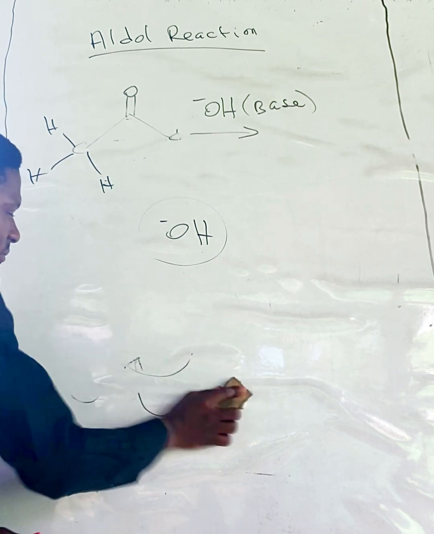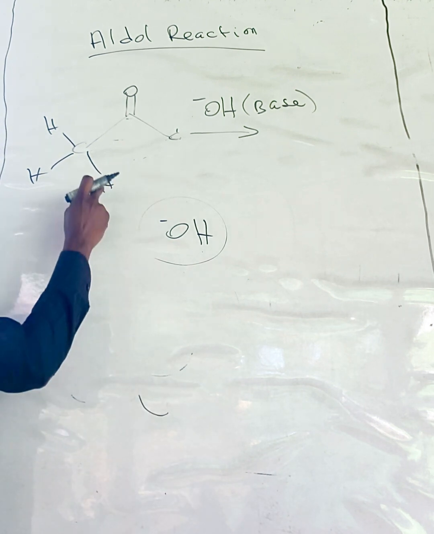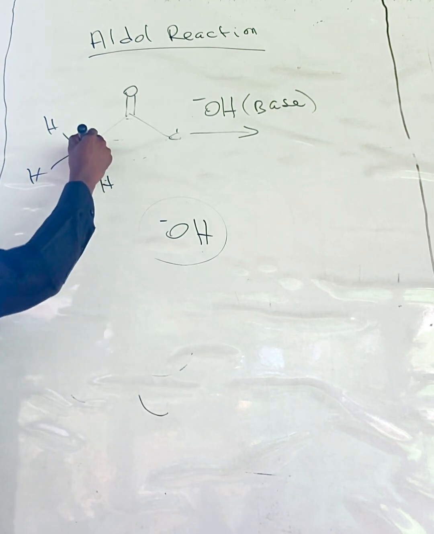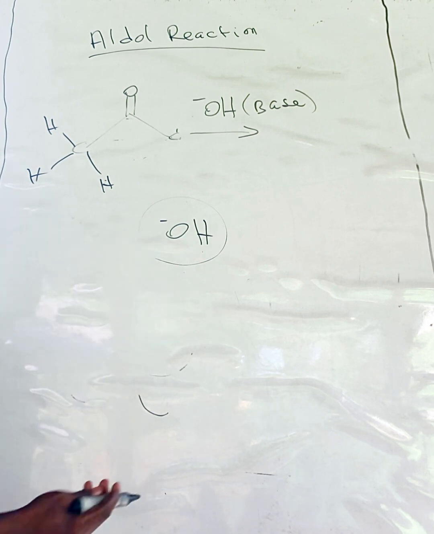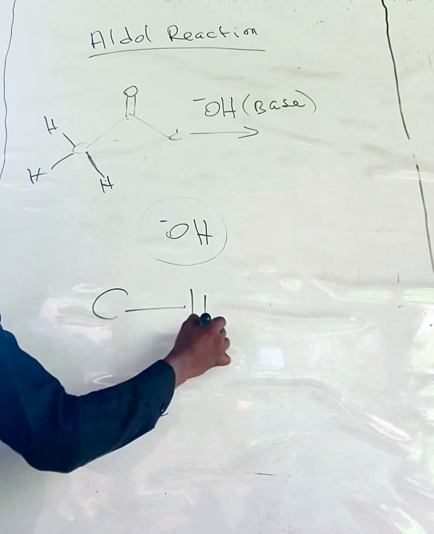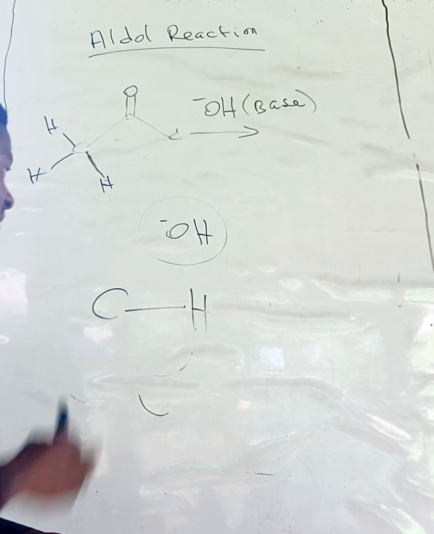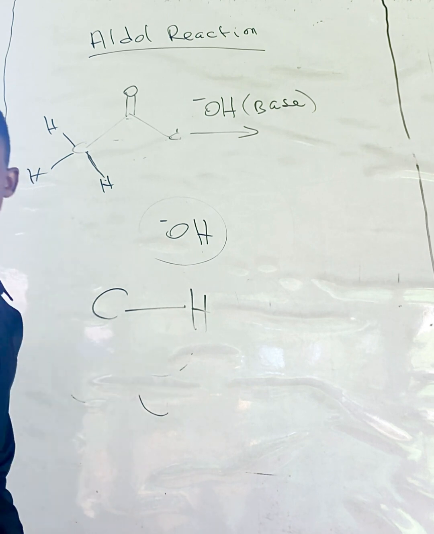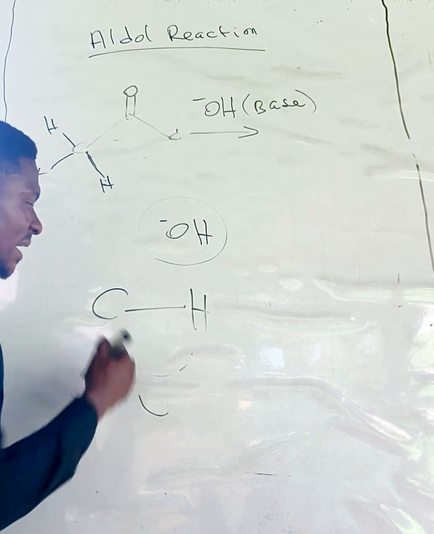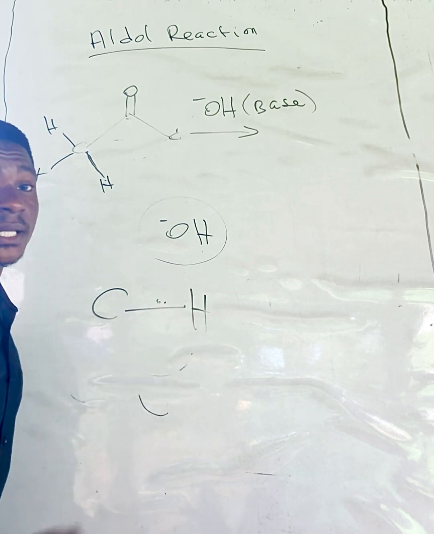Good. Now we have our base ready to abstract our proton. And as I said, this is a hydrogen atom bonded to a carbon. And anytime you find a dash like this connecting two atoms in organic chemistry, we refer to this as a covalent bond, right? And a covalent bond requires that the two atoms involved in the bonding share electrons with each other, right?